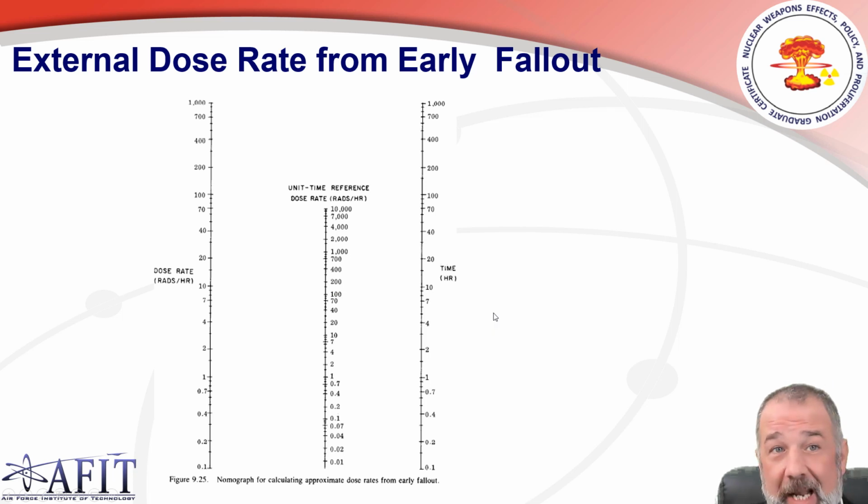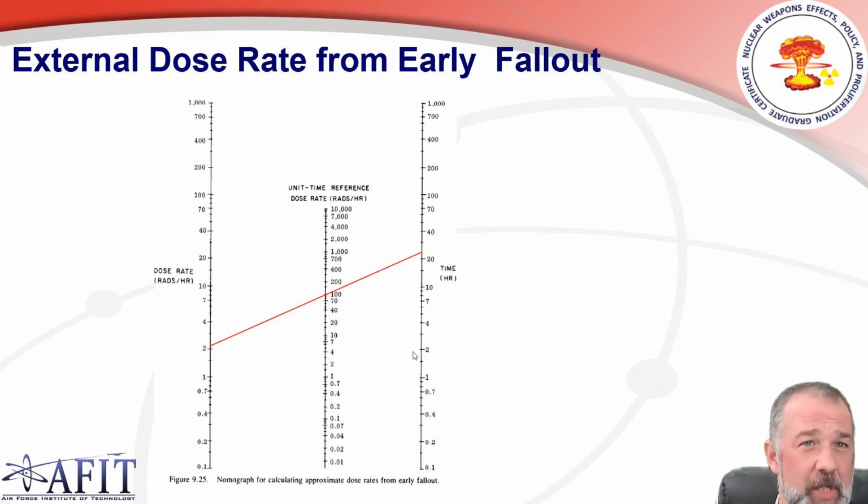Now, if we were looking at 24 hours later, we know the reference dose is 100, right? So whatever line that we draw, it's going to have to hit 2 numbers. It's going to have to hit the time of 24, and it's going to have to cross through our reference value of 100. And then we can find out what the dose rate is. If we do that, right there, ta-da, we can see that it's 2 and some change.